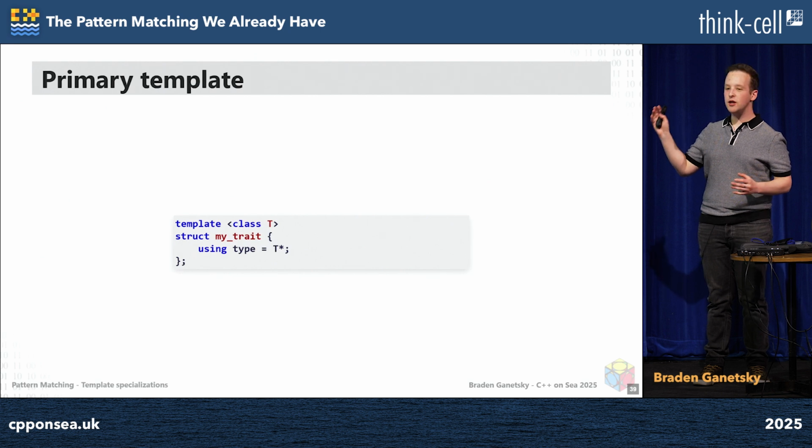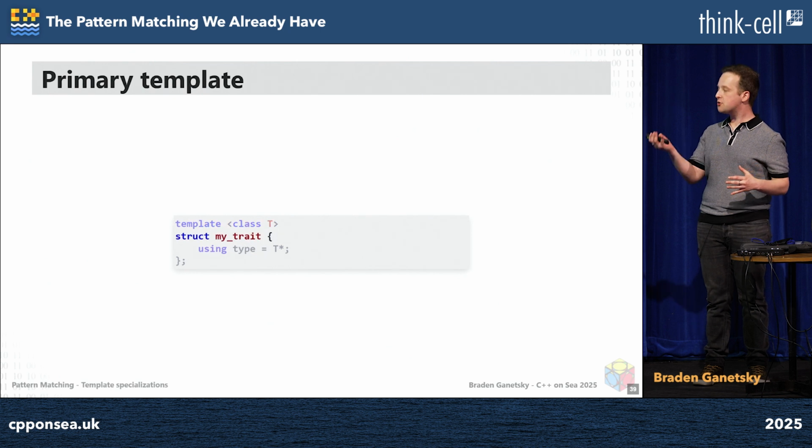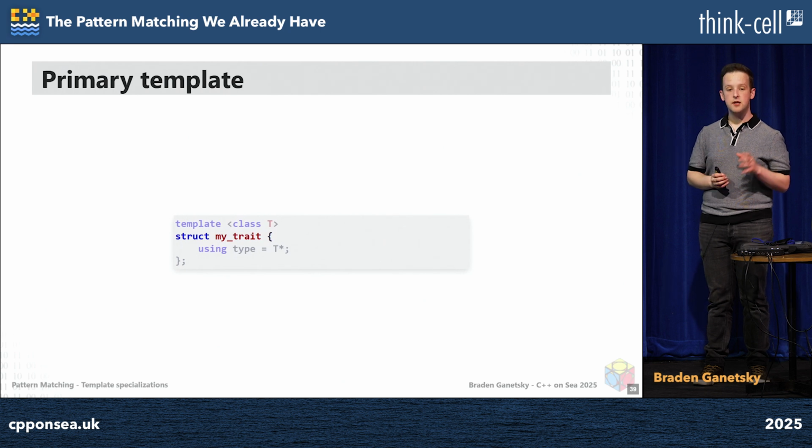The primary template looks something like this. We have the template head that has the template keyword and then the list of template parameters, followed by struct or class. I'm not talking about function templates here, but you can imagine function templates as well. But here I have struct, just the name of the struct, and then an open brace, and then the definition. So that's a normal template. Most templates you write kind of look like this.